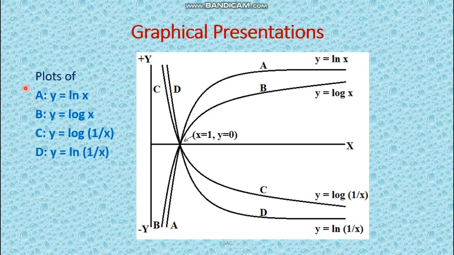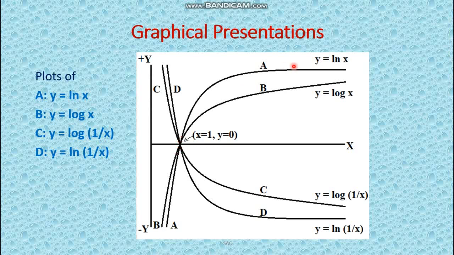But the negative value of y is possible, because if x is less than 1, then the log becomes negative, isn't it? So here this point is common. If you put the value of x equal to 1, it is ln 1, log 1, log 1 by 1 means log 1, again ln 1 by 1 means ln 1. So the value of ln 1 or log 1, whatever it is, is always 0. So the value of y is always 0 for x equal to 1. So this point represents the coordinates x equal to 1 and y equal to 0, that is (1, 0), and all the curves will pass through this point.